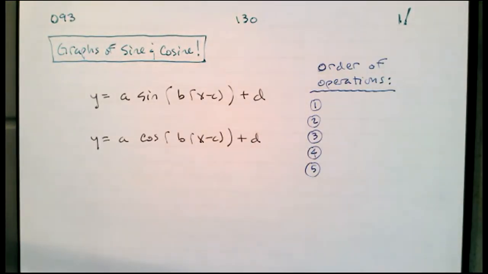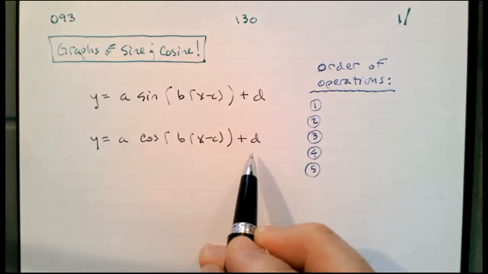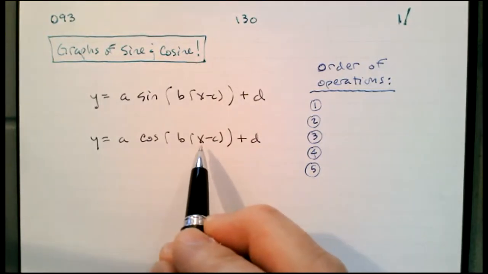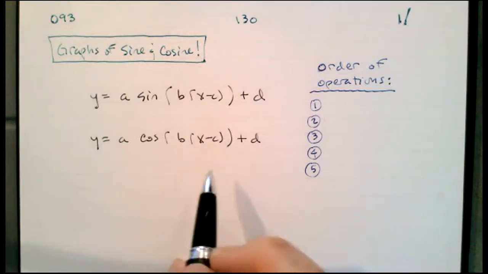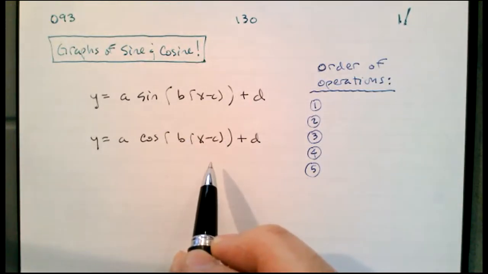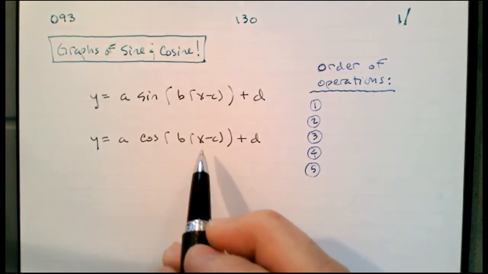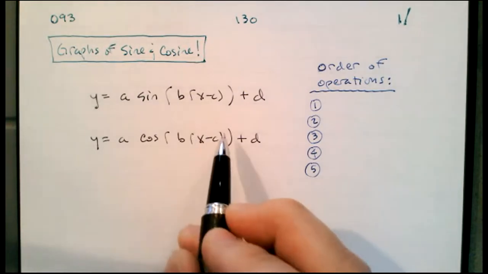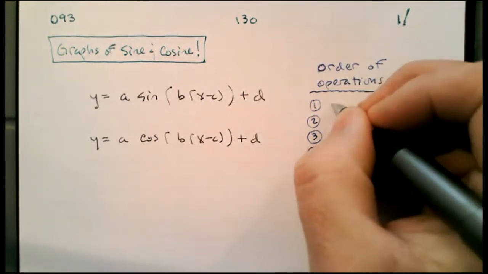Let's break down the order of operations. Let's look at what happens to the x in each of these expressions. So I start with an x, and I know multiplication goes before addition unless there are parentheses that tell us to switch around the order. Unless there's some kind of grouping symbol that says do it the other way. And in this case, we have that. We have parentheses around the x minus c. That's a grouping symbol. And so the first thing that happens to the x is we subtract c.